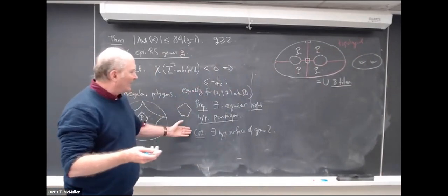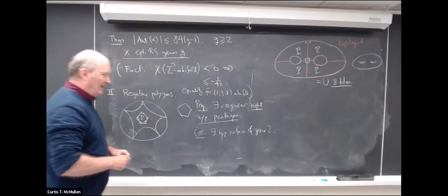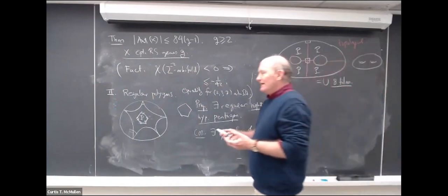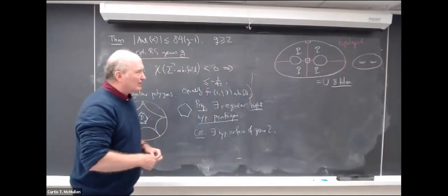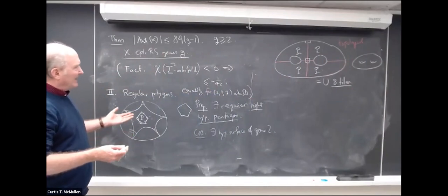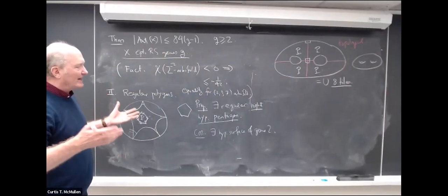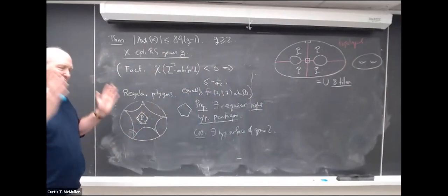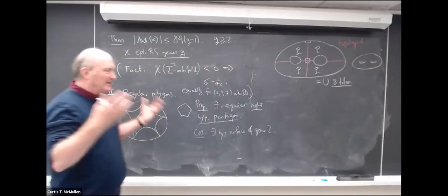So that gives a very concrete example of the existence of a hyperbolic surface of genus 2. So notice that the existence of a hyperbolic surface is almost trivial. In fact, Euclid undoubtedly knew that there exists a flat torus. Take a square and identify opposite sides.